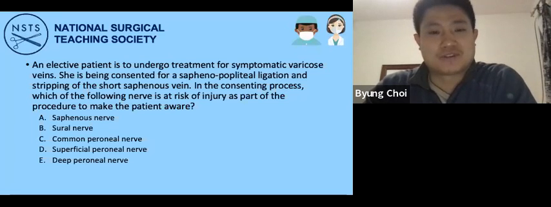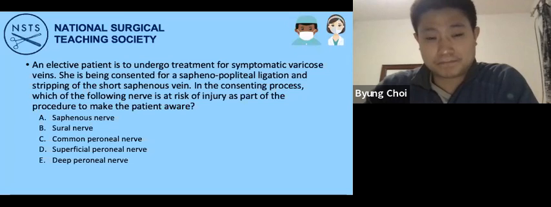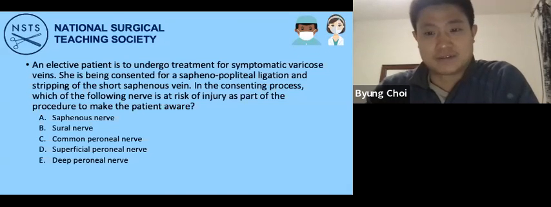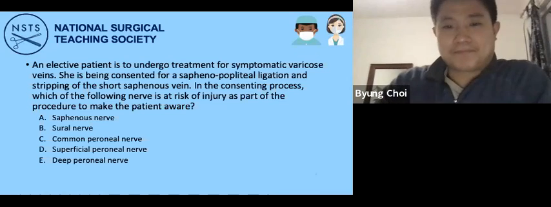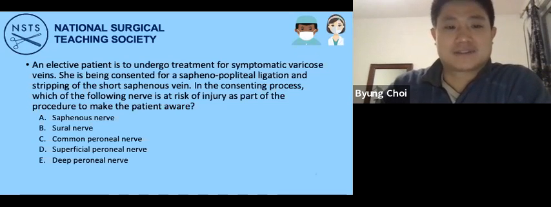So this patient is going for a stripping of the short saphenous vein. Okay, I'll give you about 10 more seconds for this one. Okay, so stop it there. So 40% of you that answered said sural nerve, and that would be correct. So the answer to this is B, the sural nerve.